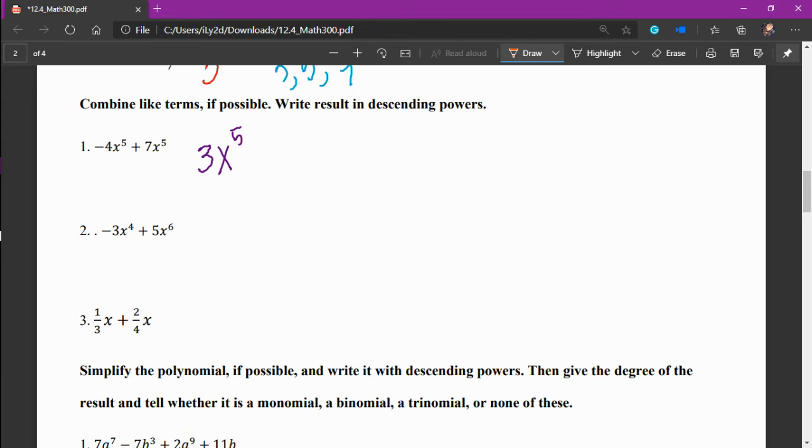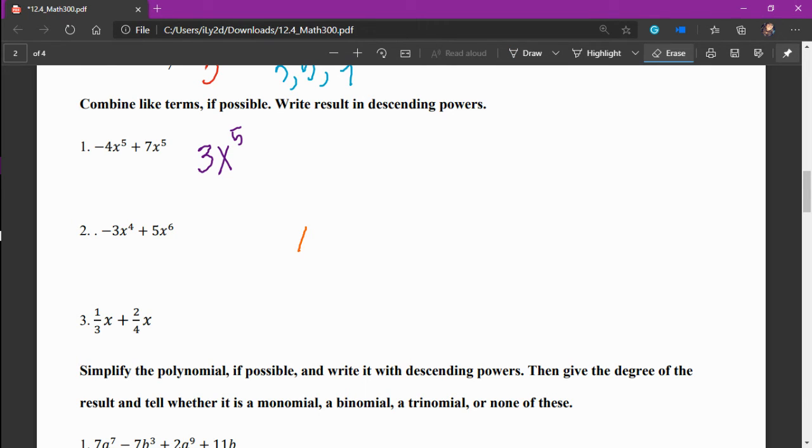The answer to problem number 2 is negative 3x to the 4th plus 5x to the 6th. I don't really like my handwriting on here, but does that make sense? You can't actually combine them, so they're literally staying the same. Oh, I just read the rest of my problem. See, y'all, if you're not careful, you're going to do like I just did.